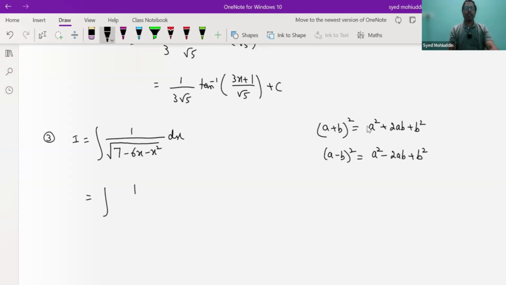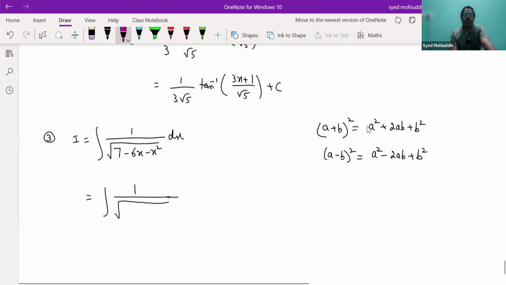It is 1 by root of. What I'll try to do is, this x² has a negative sign, so it's better we take that negative sign common outside, because both terms have a negative sign. So 7 as it is, minus, I'm writing 6x, and because the minus has gone outside, you're left with x² times of this dx as it is.